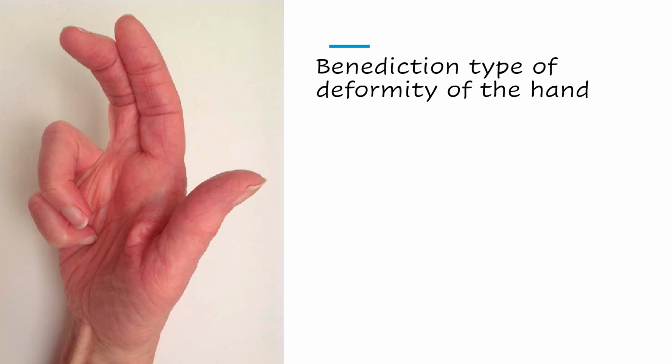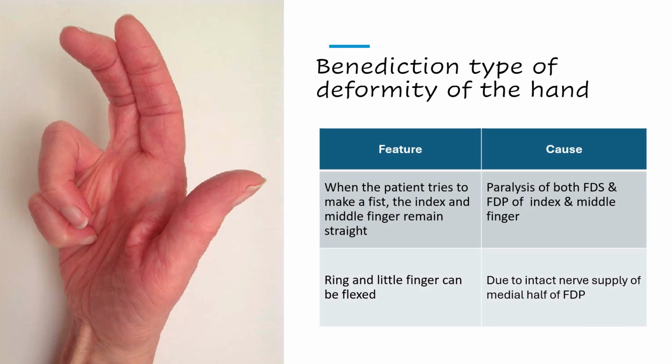There are two types of deformities of the hand associated with the injury of the median nerve. One is the benediction type of deformity of the hand. So what is this? So here, when the patient tries to make a fist, the index and the middle finger, they remain straight. That is because there is paralysis of both flexor digitorum superficialis and flexor digitorum profundus tendon. So the tendons of these two muscles, which go to index and middle finger, they are paralyzed.